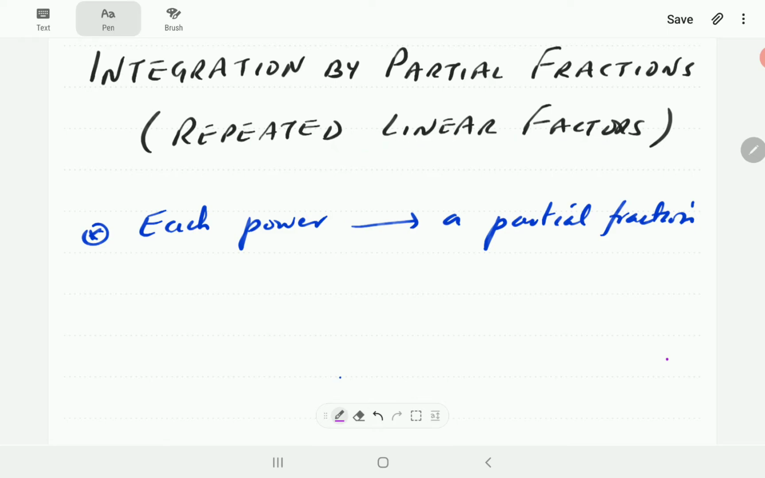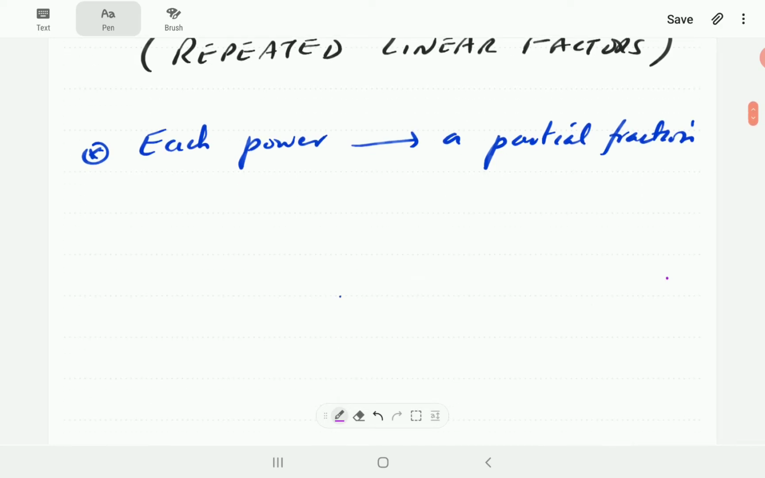Okay, so here the rule we're going to add is that each power is going to lead into a separate partial fraction. So here you're going to have a cluster of repeated linear factors, and each power there is going to lead to a separate partial fraction. Let me demonstrate what I mean here.